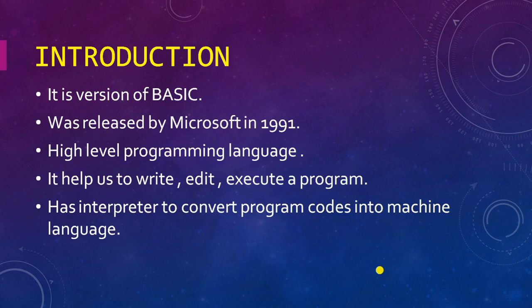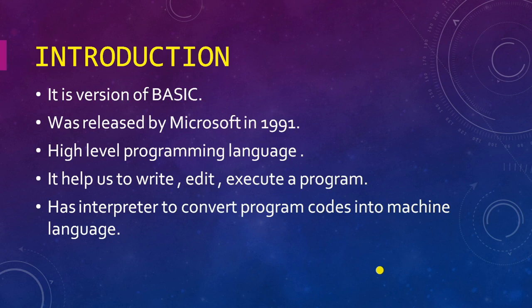Before we go to this introduction of QBASIC, let's know something about BASIC, because QBASIC is a version of BASIC. Now BASIC is a high-level programming language which was developed by John Kemeny and Thomas Kurtz in 1963. The full form of BASIC is Beginner's All-Purpose Symbolic Instruction Code. This language was specially developed for training the beginners in programming. The basic things which programming needs, this language helps the programmers to learn about that.